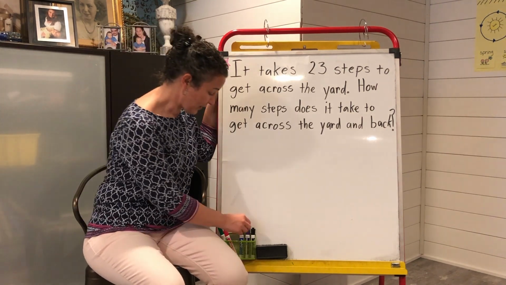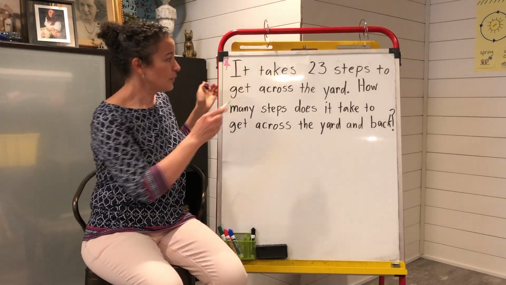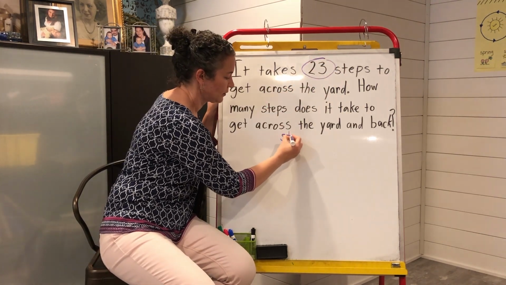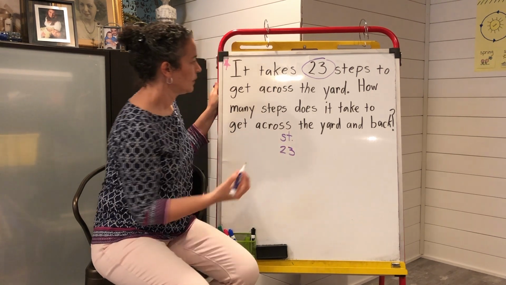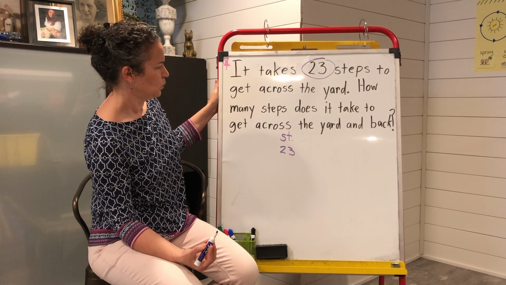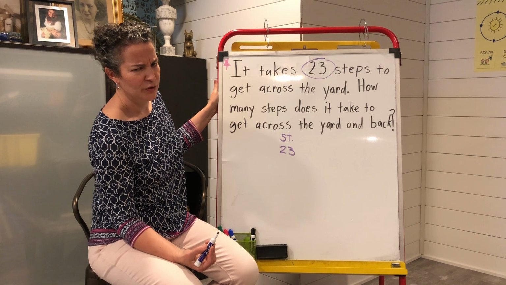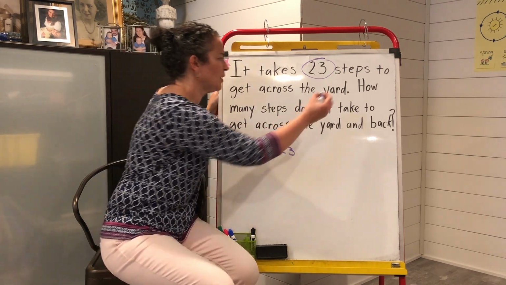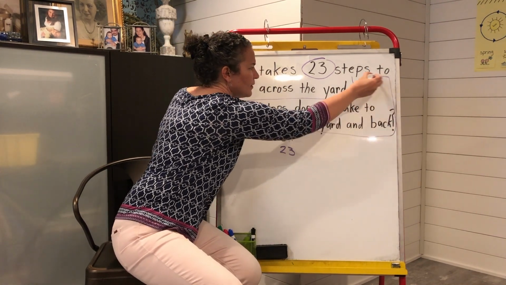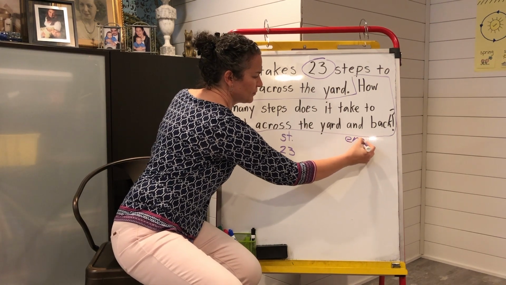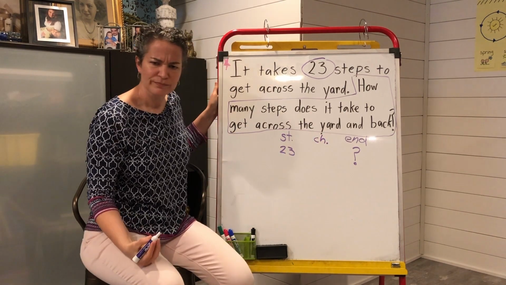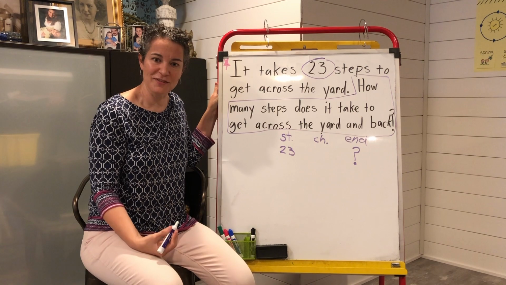All right, my friends, let's break this down. So it takes 23 steps to get across the yard. So we know we're starting with 23. How many steps does it take to get across the yard and back? Do you see what I see? Sounds like my end. And it sounds like I don't know it. What's my change? Yeah, you're right. That's why this is a challenge problem.